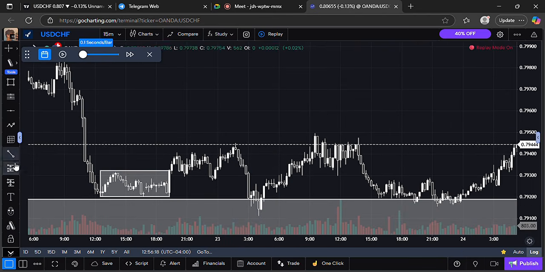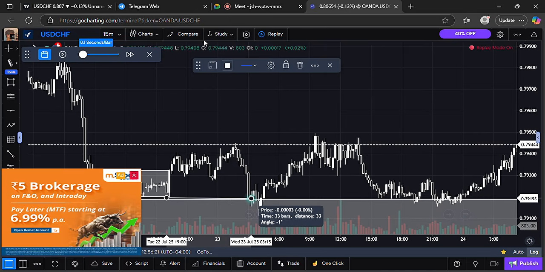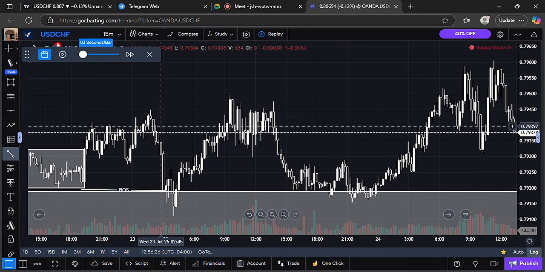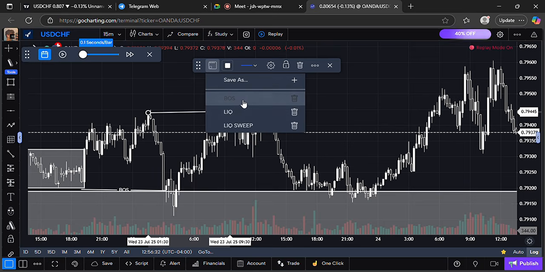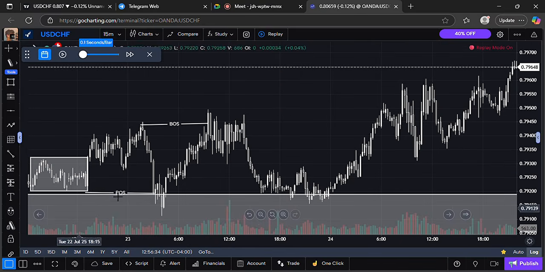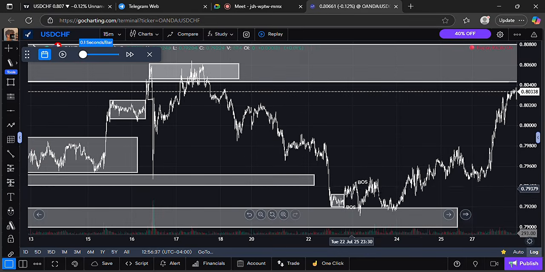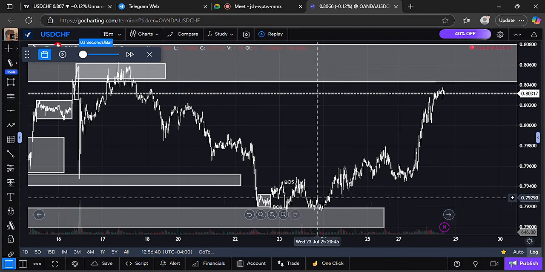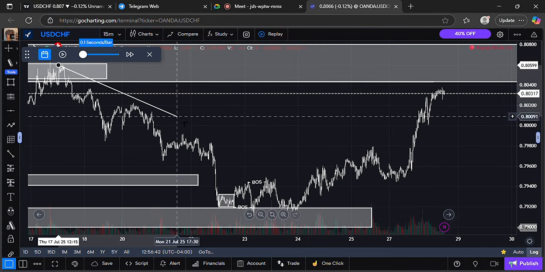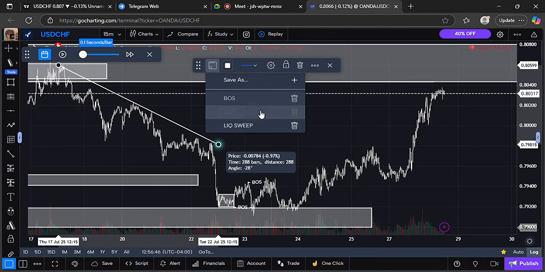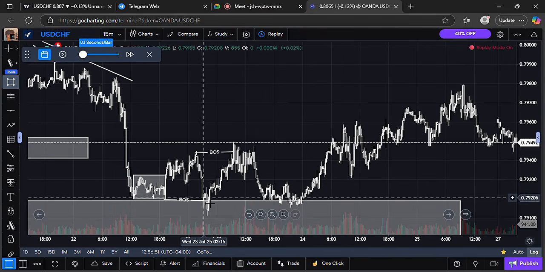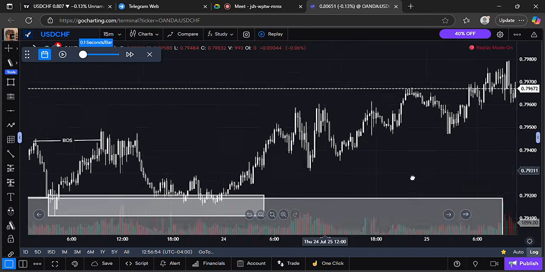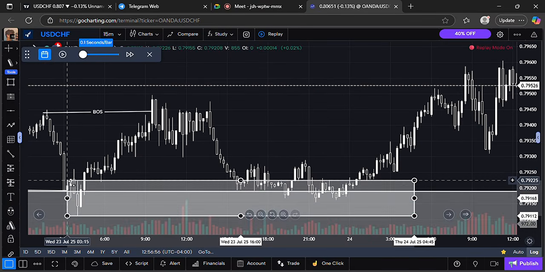Then a sweep from the downside. Breakout structure, sweep from downside, and then a sweep from upside. Then you got confirmations again to target this liquidity. This is a trend line liquidity. And this was our demand zone.